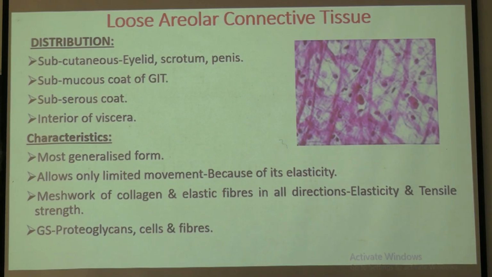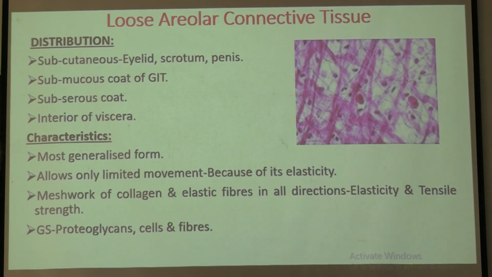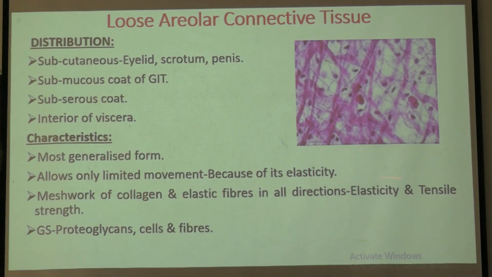This is how loose areolar connective tissue looks under the microscope. This is a high power view, and in low power view you will see a meshwork of collagen and elastic fibers in all directions. It has elasticity and tensile strength, and the ground substance consists of proteoglycan, cells and fibers.